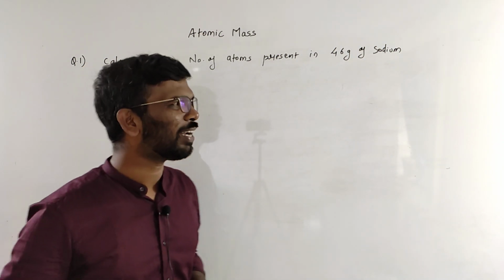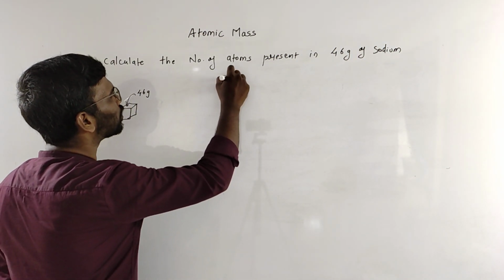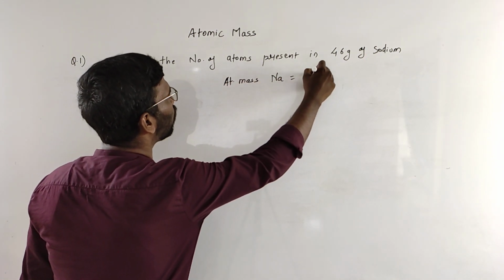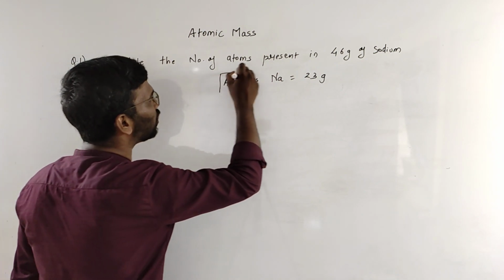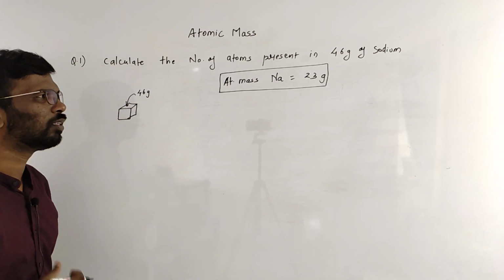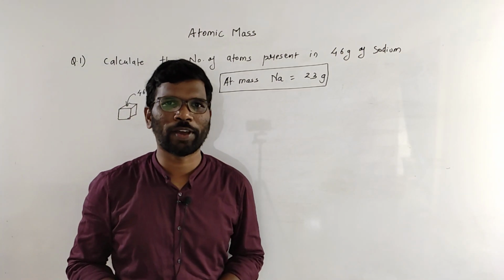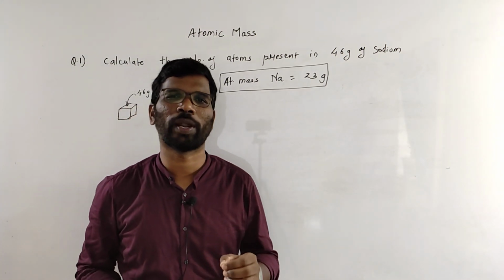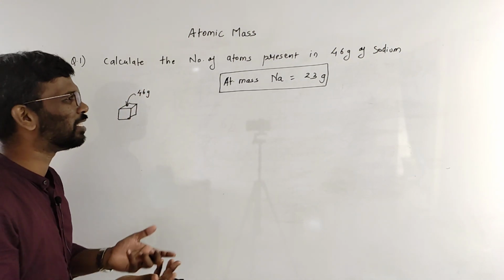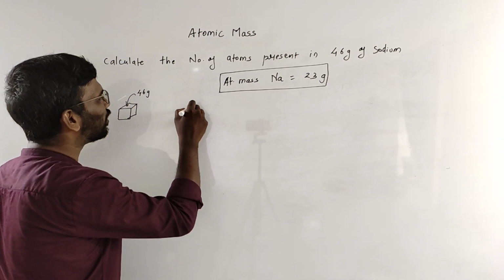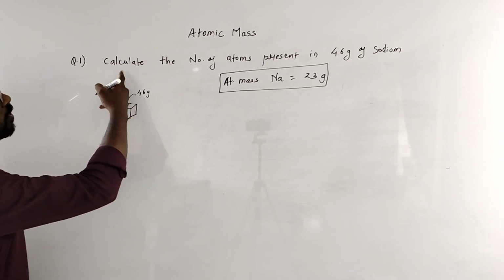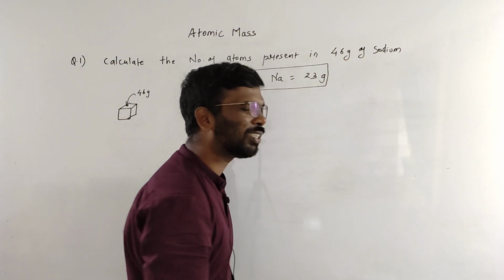As of now, you understand that atomic mass of sodium is 23 gram. This is a standard value which you will find in any book. This standard value, it is a calculated value. The atomic mass of sodium is 23 gram. Means what is this relationship? This relationship is very simple. How? We know that, what is the question? Question is number of atoms present in 46 gram.